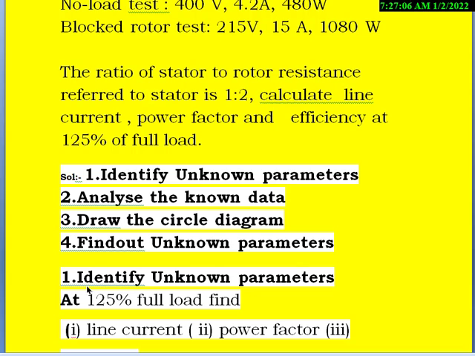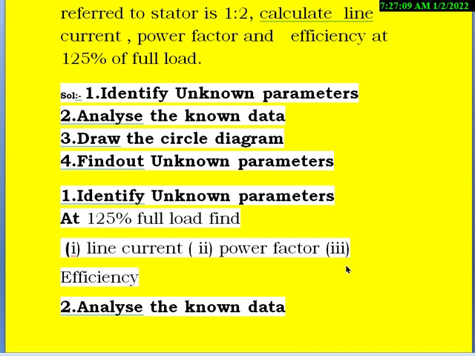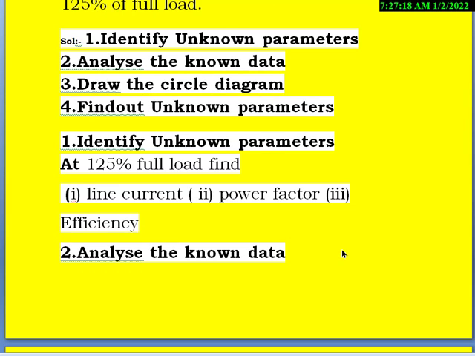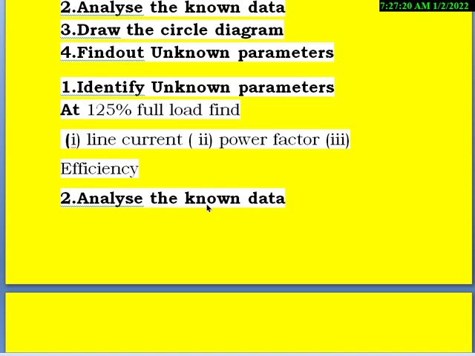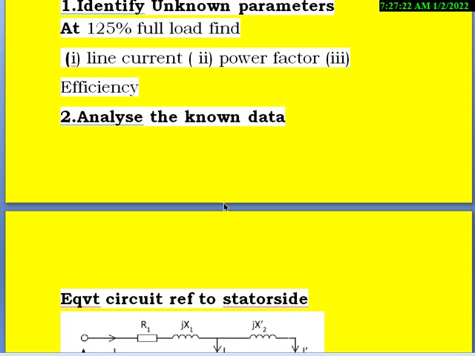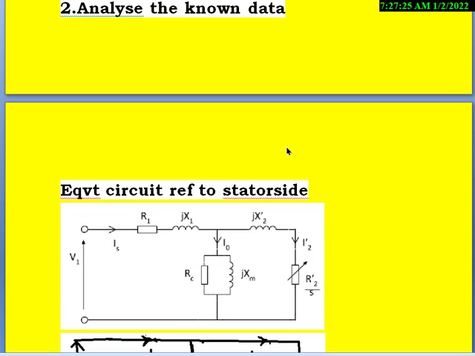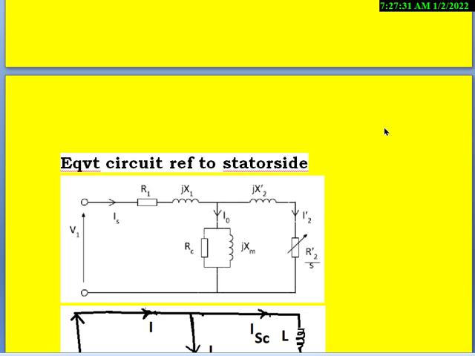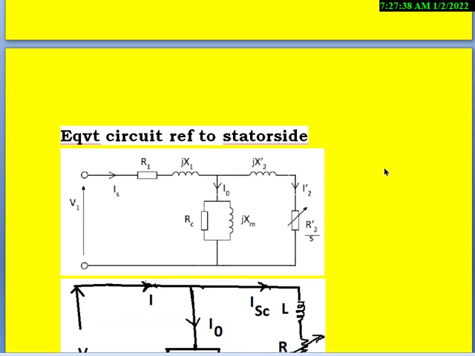First, let us identify the unknown parameters. So the unknown parameters here are line current, power factor and efficiency at 125% of full load. And from the known data, we analyze like this. Before we analyze the given data, let us see what is the equivalent circuit of the three-phase induction motor when referred to the stator side.